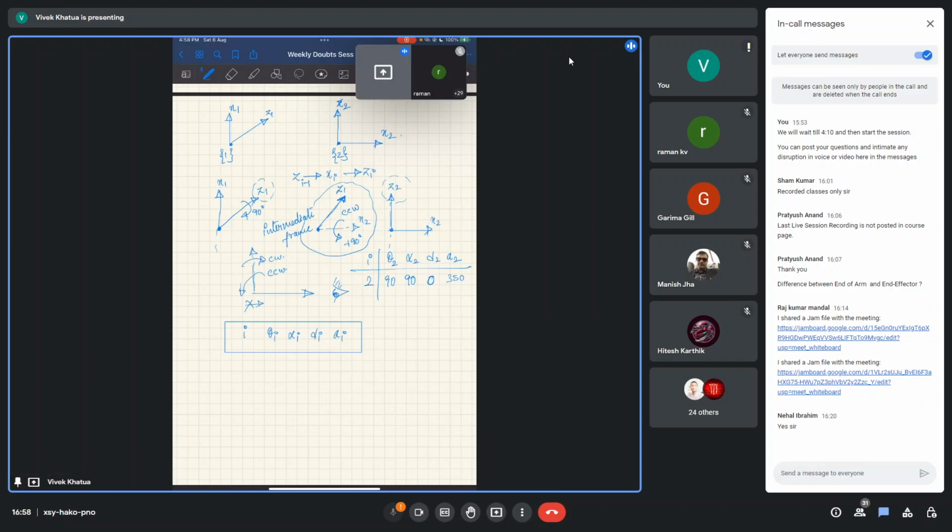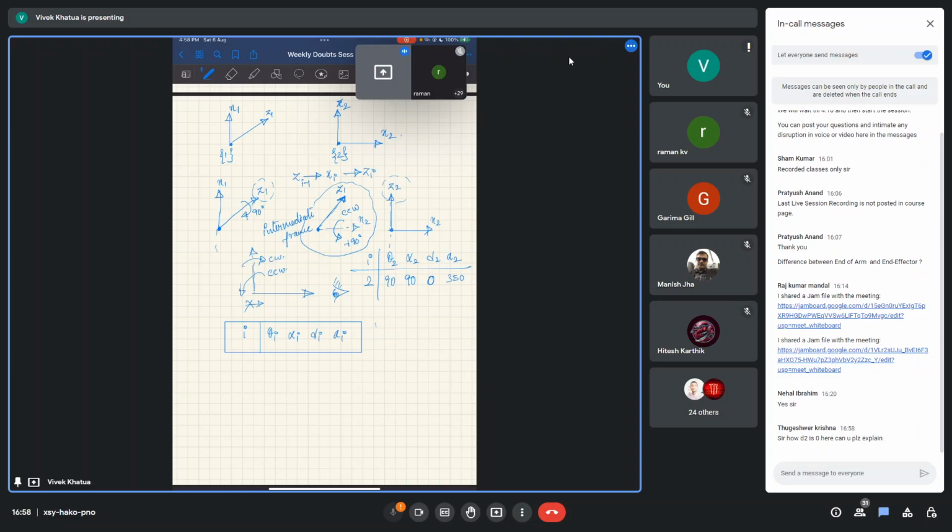Okay, we have this as an entry. This is one row of your DH table. From this, how do we get to a transformation matrix?